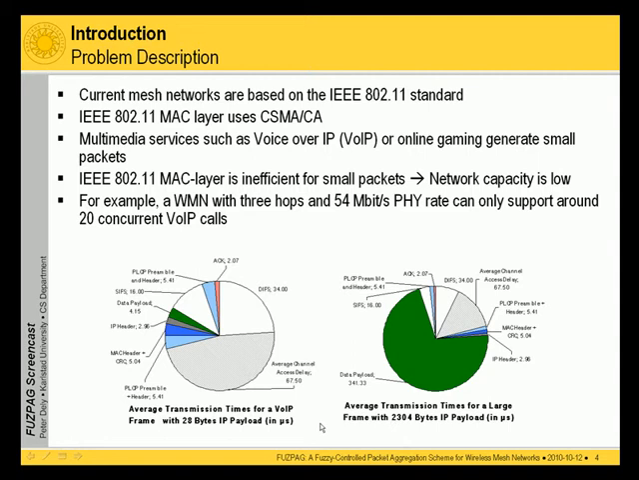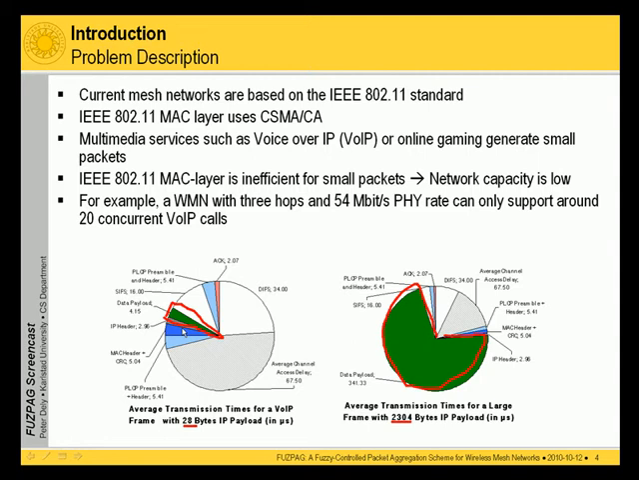When transmitting a small packet with only 28 bytes, the fraction of time that is used for transmitting the payload, which is indicated by the green portion here, is very low. However, when transmitting a larger packet with 2304 bytes, the fraction of time that is used for the payload here is much higher. When transmitting small packets, the efficiency is low and thus the capacity is low.